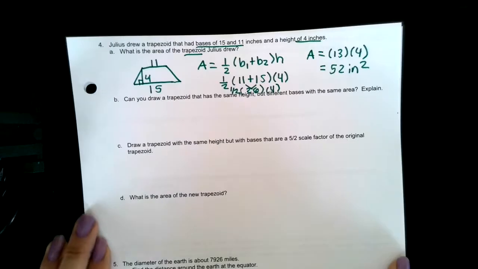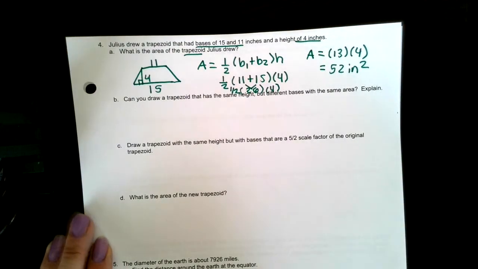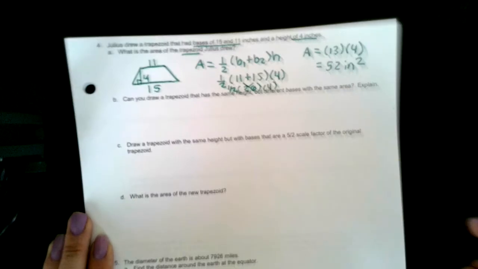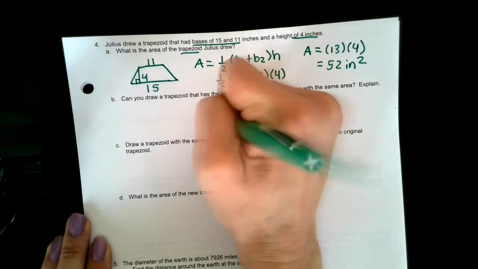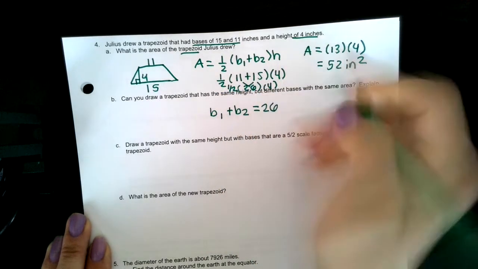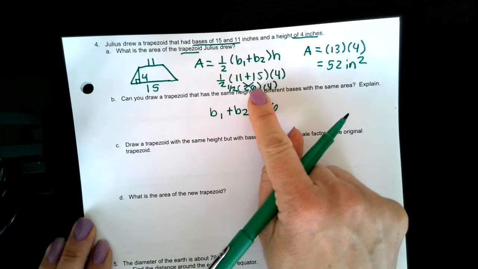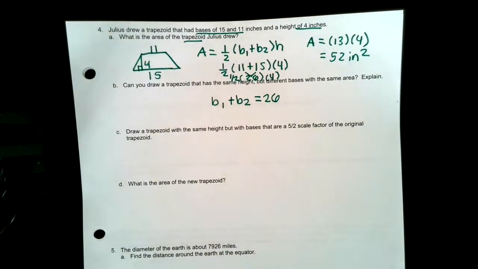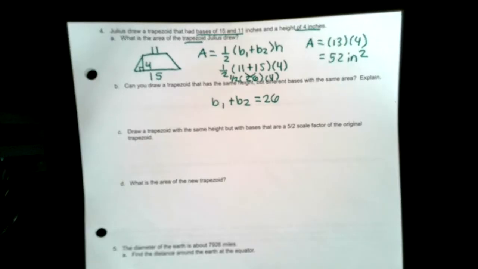Okay, the next question says, can you draw a trapezoid that has the same height of 4, but different bases with the same area? Okay, so I want to have my base 1 and my base 2 equal to 26 from the previous problem. And so I'm going to come up with numbers that add up to 26. So I challenge you to pause the video and think of some numbers that would add up to 26.